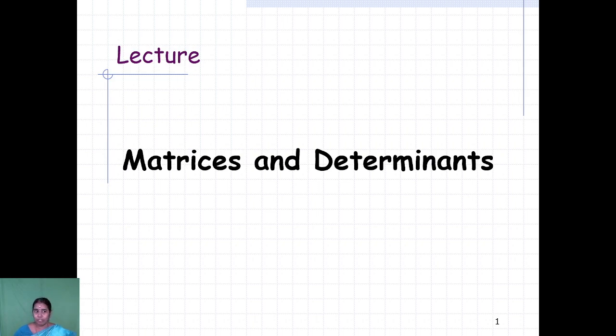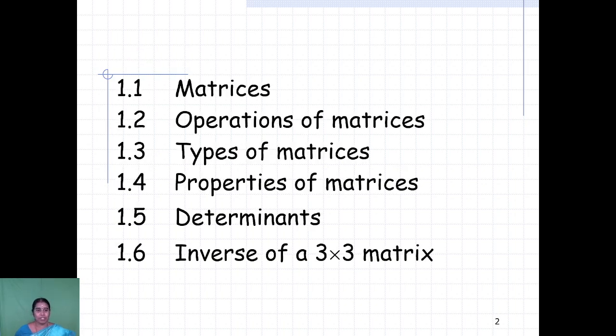Now I am going to give a lecture about matrices and determinants. In this section we are going to see the subsections of matrices, operations of matrices, types of matrices, properties of matrices, determinants, and inverse of a 3x3 matrix. These are the sections which I am going to cover in this presentation.